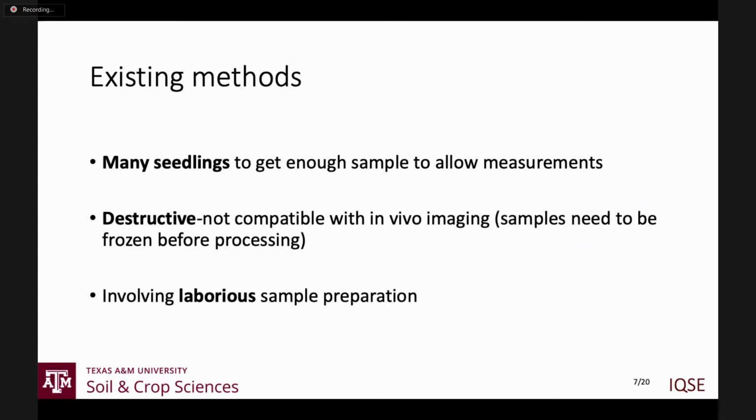And one of the things that all these methods require is enough sample. In order to measure, you need to get many seedlings. You are not going to work with micrometer pieces of your seedling or your root. You have to collect many. The less root you get, the more seedlings you will need to produce. This is of course destructive and involves laborious sample preparation.